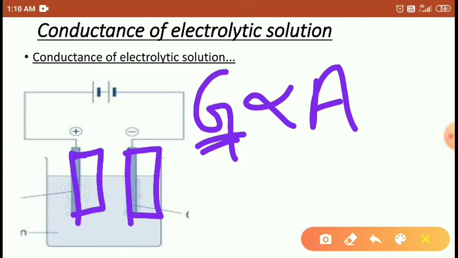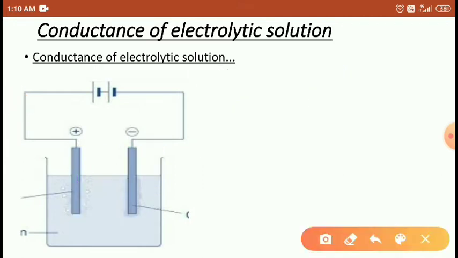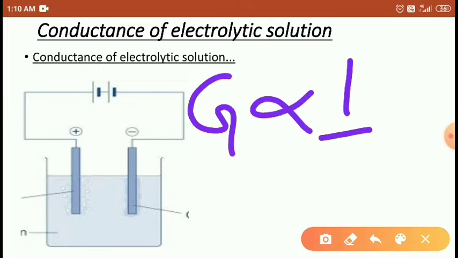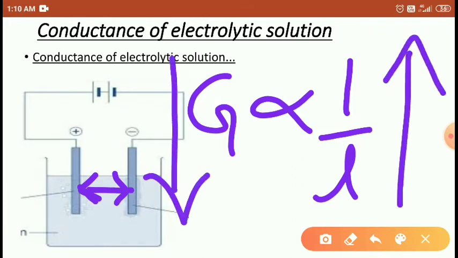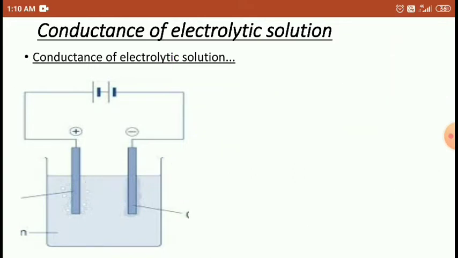And conductance is inversely proportional to the length. If the distance between the electrodes increases, then conductance decreases. Right students? So this is the basic thing I explained to you.